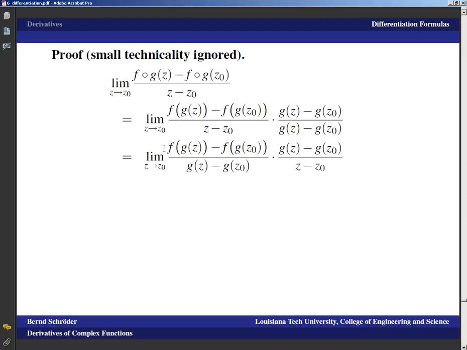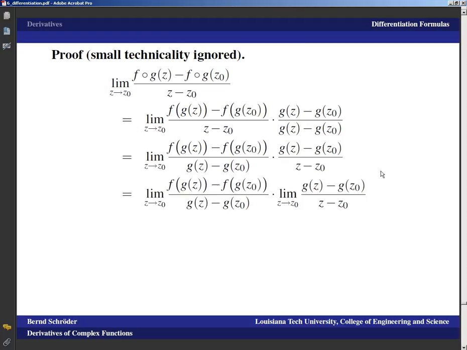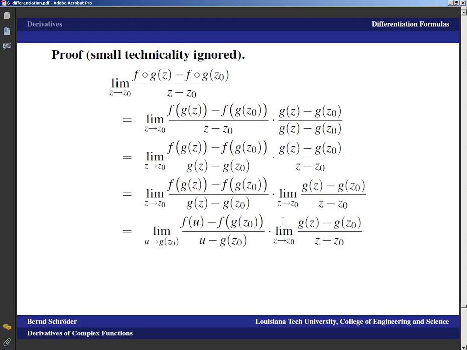This is the limit as z goes to z0 of f of g of z minus f of g of z0 divided by g of z minus g of z0, times g of z minus g of z0 divided by z minus z0. And those limits then, of course, the limit of the product is the product of the limits. And then I can also simply call g of z u, and when z goes to z0, then that u goes to g of z0. So now we really have a difference quotient of f at g of z0 here.